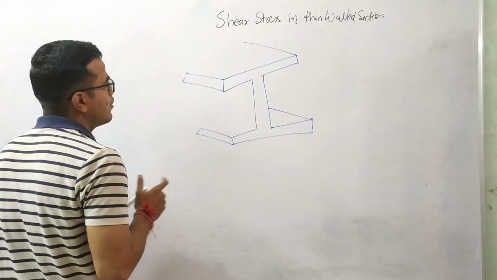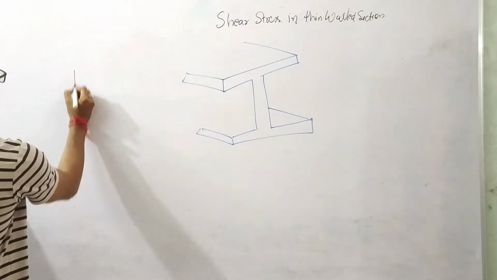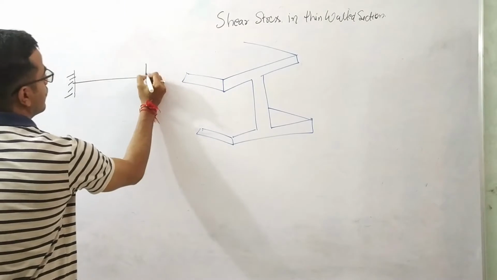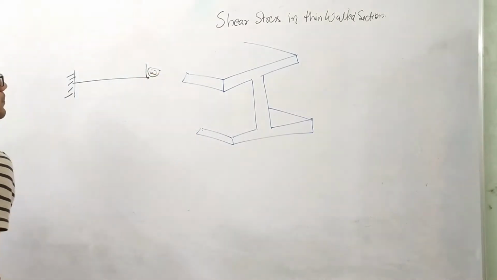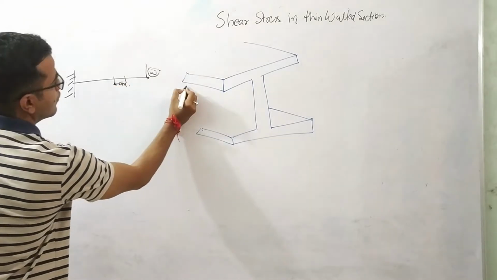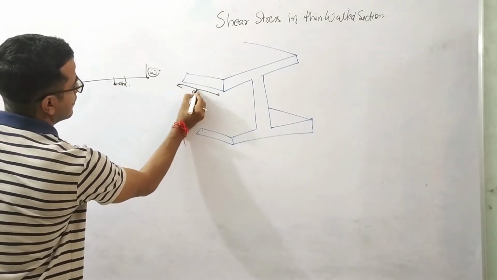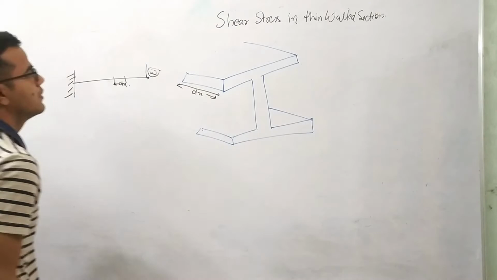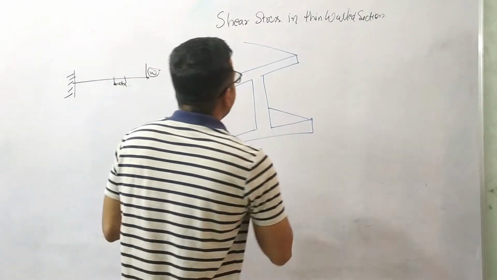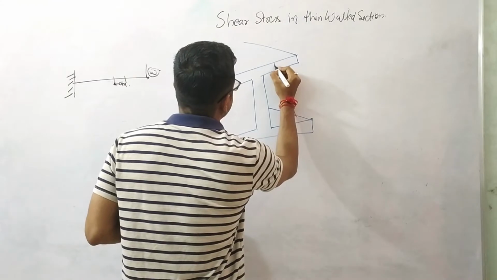Let us suppose this is an example of a cantilever beam, where a load W is acting on this beam. I am taking a segment dx over here. This is the total length dx. Now I am cutting one section over here, at this point.